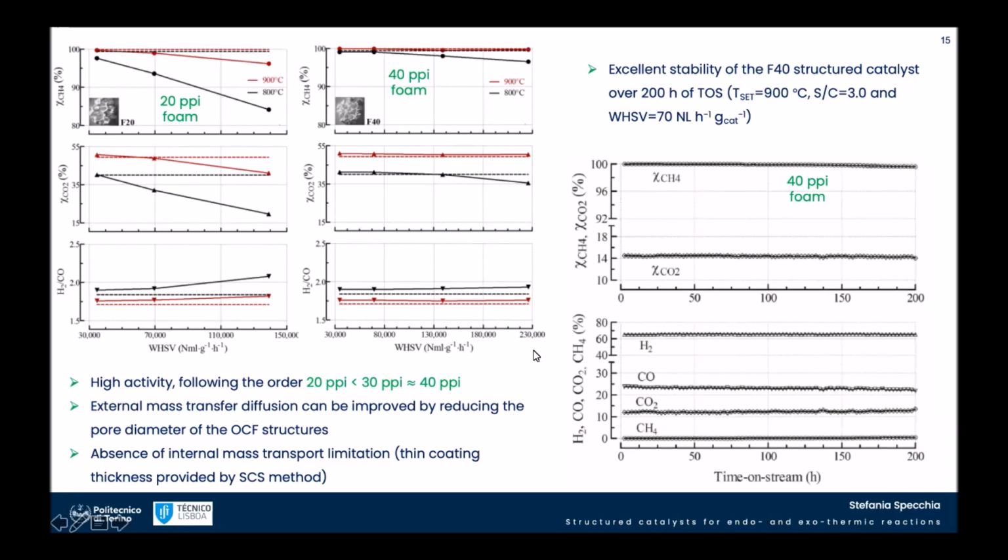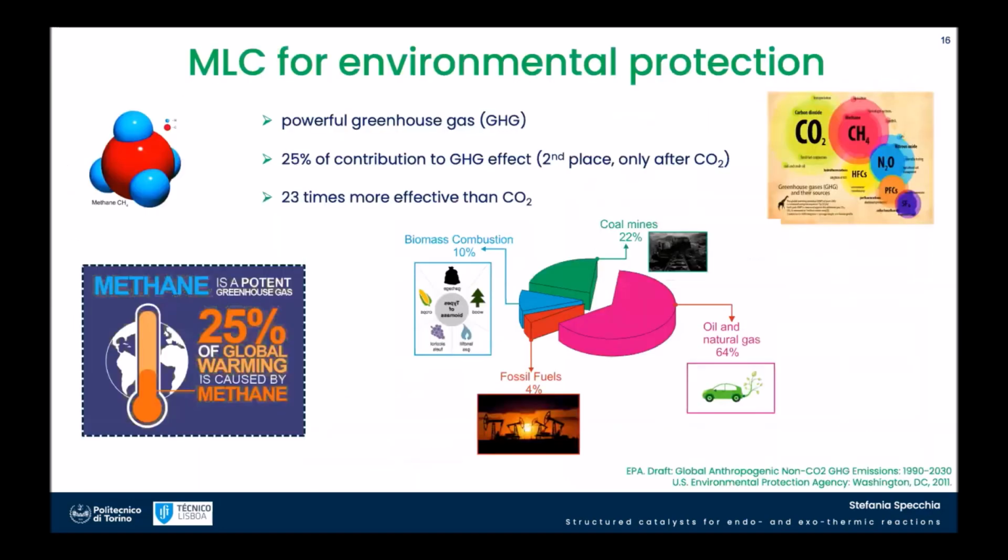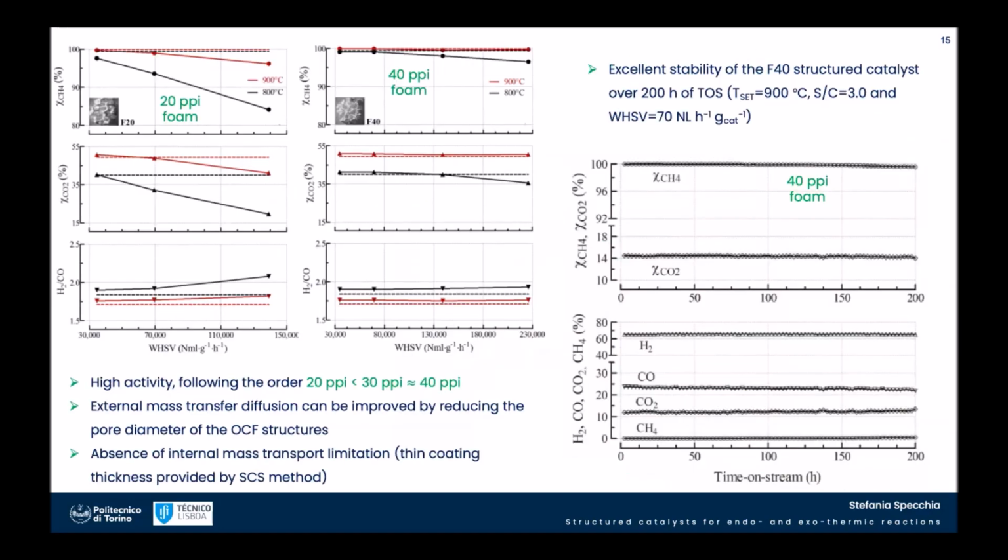And we also verified that we didn't have any problems of internal mass transfer limitation. But here, because we were able to deposit a very thin layer of catalyst. So also based on our previous studies, here on the foams, we already went on amount in order to keep the thickness of the catalyst around 50 to 60 microns. And so this is the comparison between foams and monoliths for the endothermic reactions.